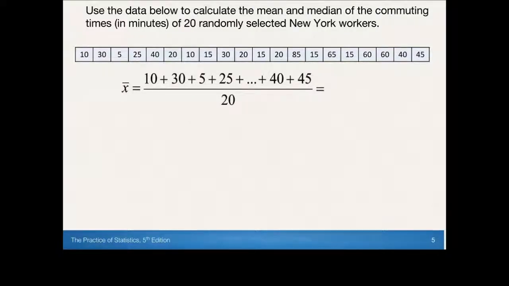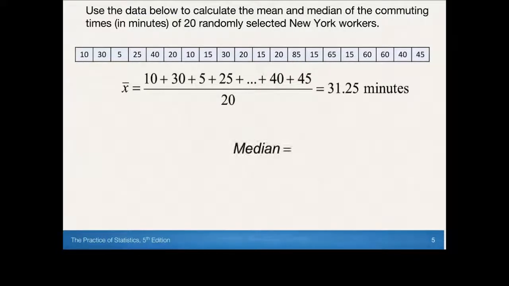Add all those up. I didn't even list all of them, but when you divide by 20, you get 31.25 minutes. If you didn't get 31.25, recheck the sum for your numerator. Okay, so now let's go ahead and calculate the median.